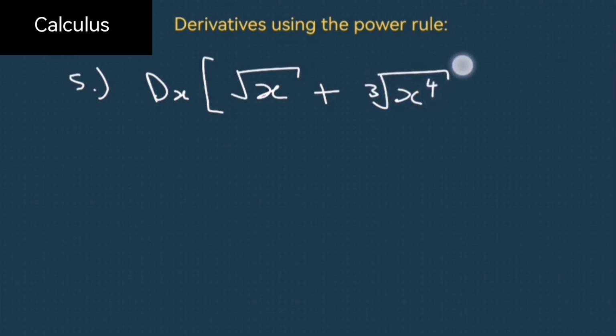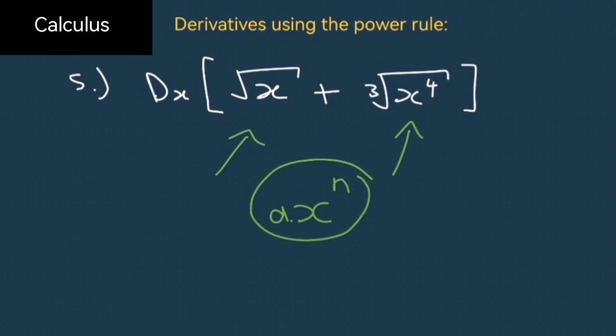Alright, now remember, you always want to be expressing the terms as some coefficient with x to the power of an exponent. And we don't really want to be dealing with these square roots. So how can we convert that to something that looks like this?